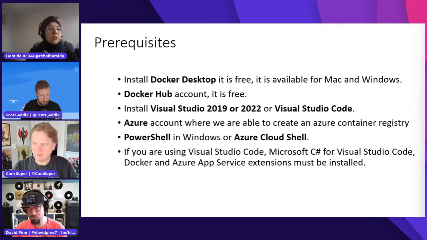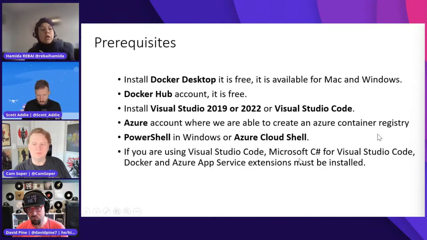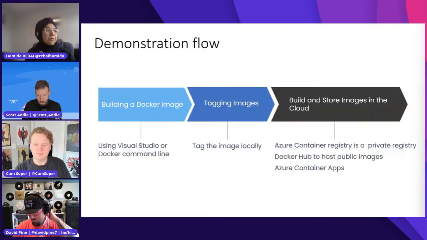And if we use Visual Studio Code, we need to add extensions like Microsoft C#, the Docker extension, and some other extensions can be installed, for example, for Azure App Service. We will present the different services that we are able to use, and App Service also includes the use of containers. You are able to create containers in App Service to deploy your containers in Azure App Service. So if you use Azure App Service, you need to add the extension also in Visual Studio Code.